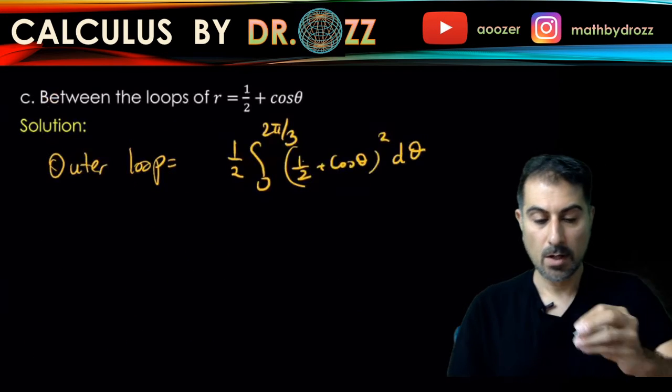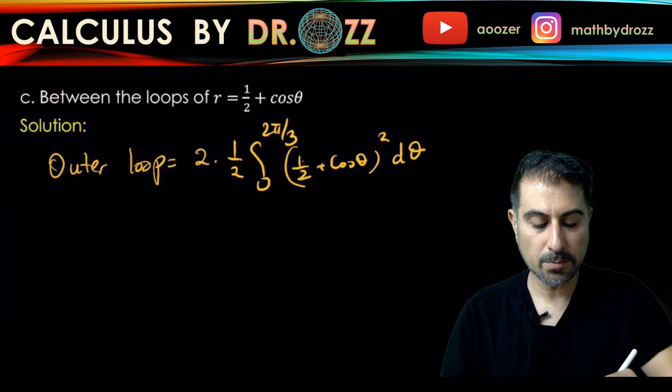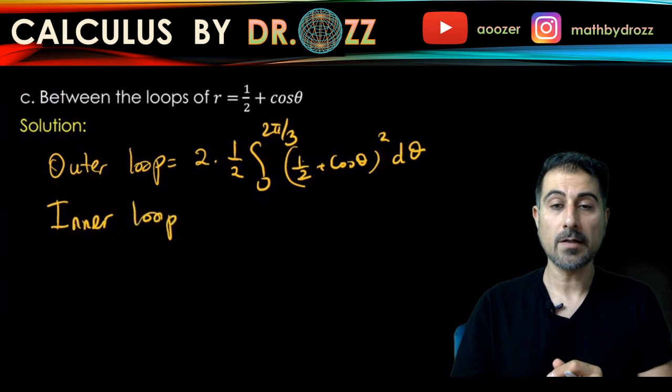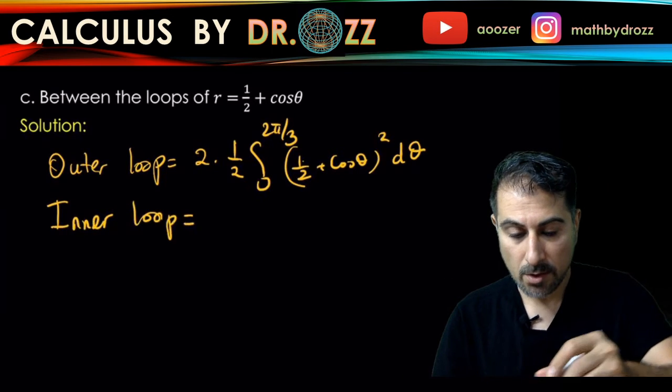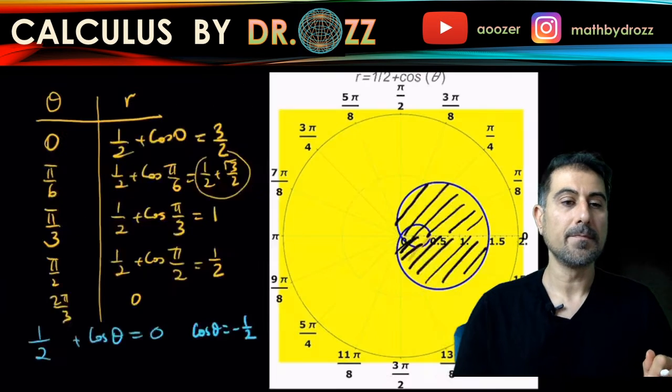All right. So how about the inner loop? Because we have to subtract the inner loop from the outer loop, right? So that we can find the area in between the loops, right? So I have to go back here, and let me just erase this, and I'll come back.